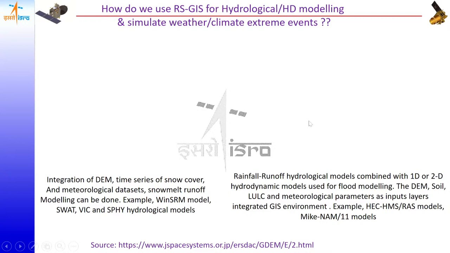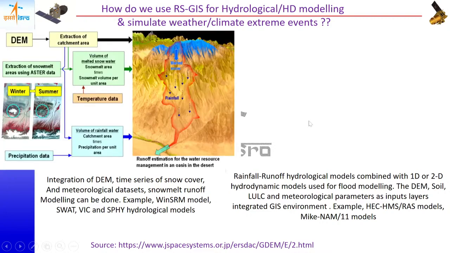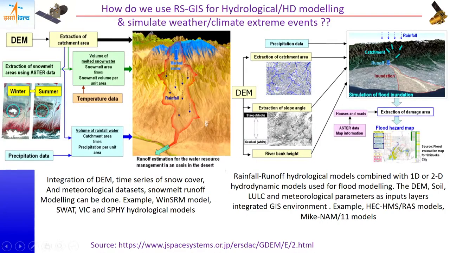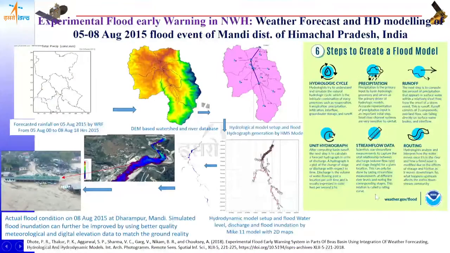hydrological modeling. So this is just an example of these models, where we use a snow melt runoff model and a rainfall runoff model to get the water estimate. Plus, once the water comes from the high mountainous region, using the digital elevation model and hydrodynamic models, we can generate the inundation scenarios. And these are some of the hydrological models, and these are some examples of the hydrodynamic models.